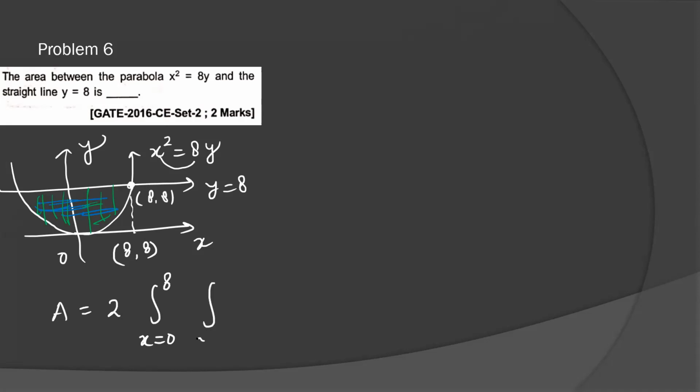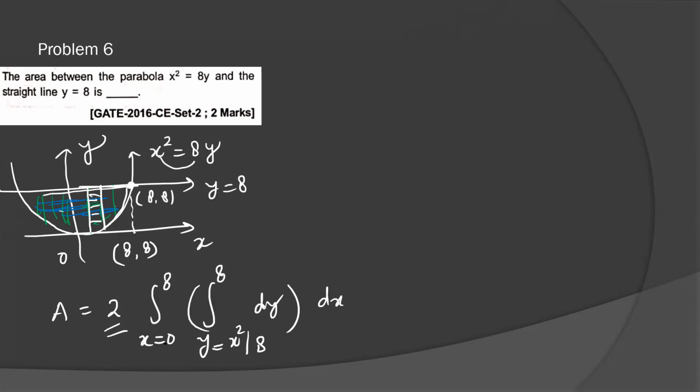What about y? If you draw the strip in the first region, the tail of the strip comes from the parabola where y is equal to x square by 8, and the upper limit comes from the straight line y equal to 8, dy dx. The area is 2 times the integral, because it is symmetric about the y-axis.